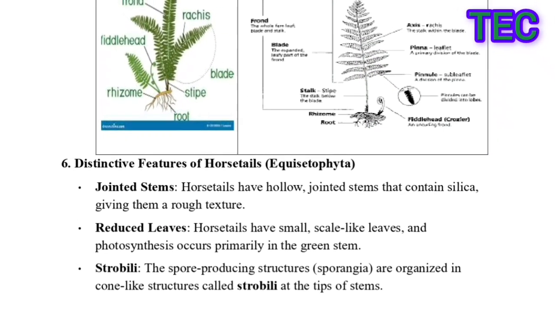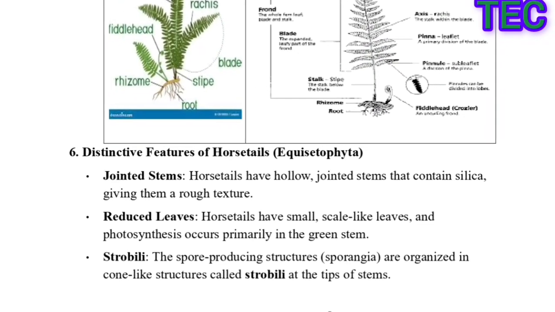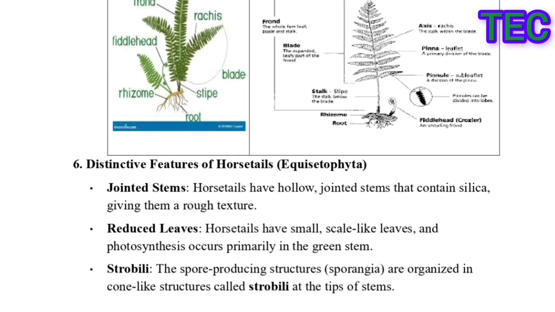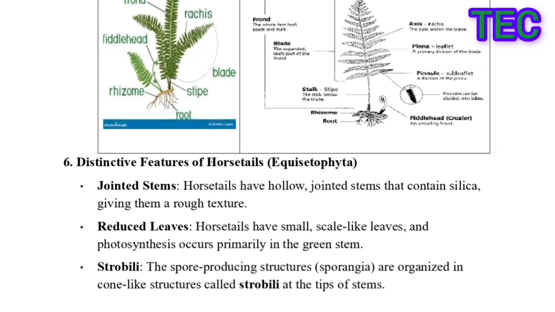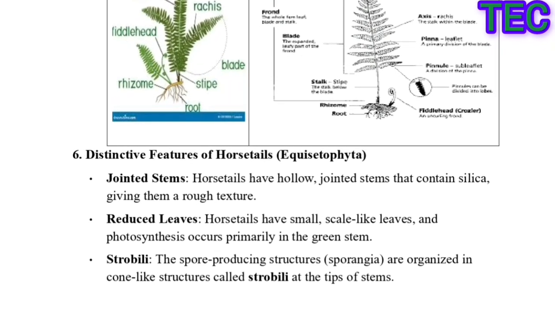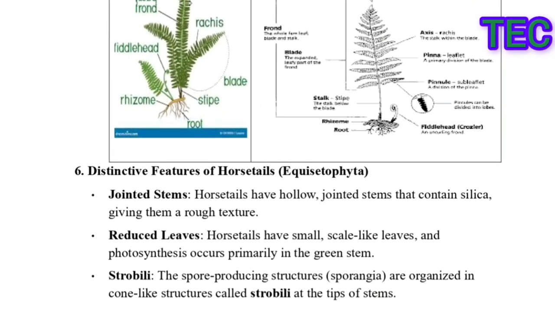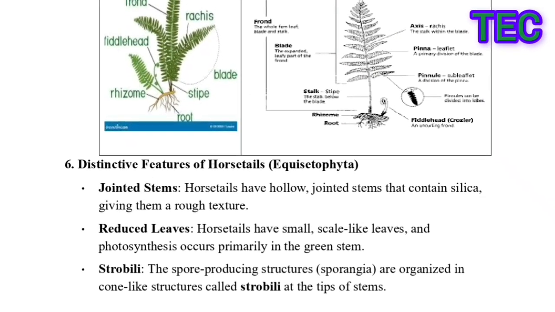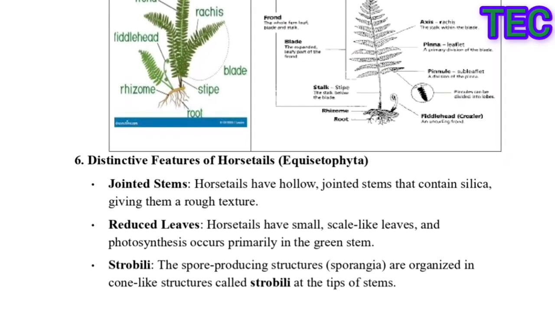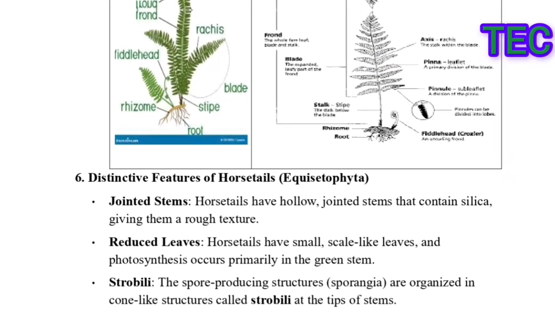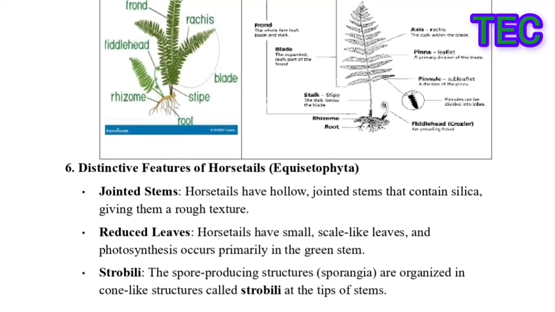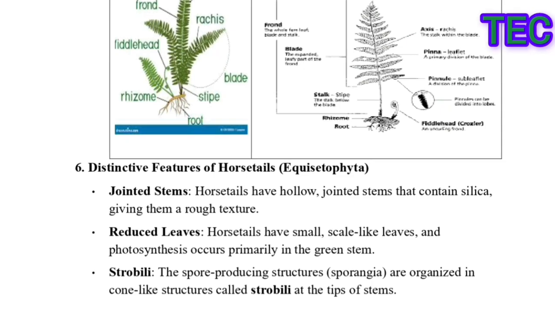So they depend on moist environments for reproduction. Number 5, distinctive features of ferns. These are the key things that we're supposed to be looking at. Now, let's look at these distinctive features of the fern. What distinguishes these ferns from other plants?